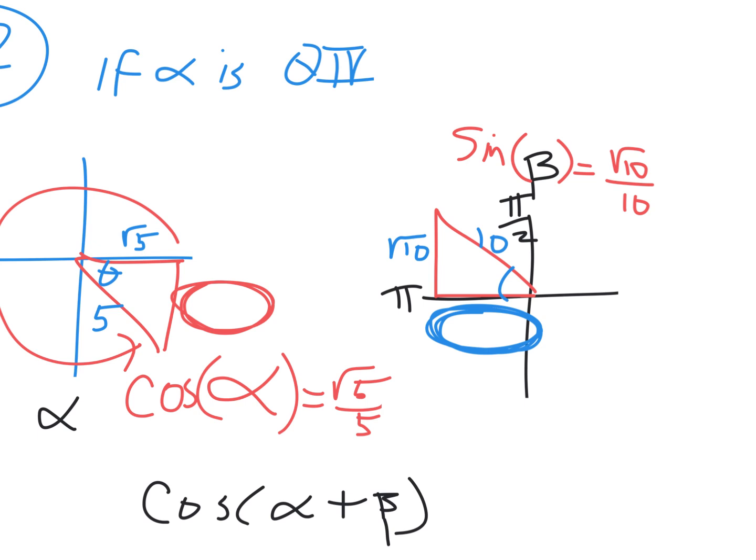The first thing you got to do, though, is look on the sheet, because nobody has this memorized. Cosine of alpha plus beta, not nobody in the world, but nobody in this room. Cosine of something plus something. It's right off the sheet. It starts with cosine, minus. Very good.